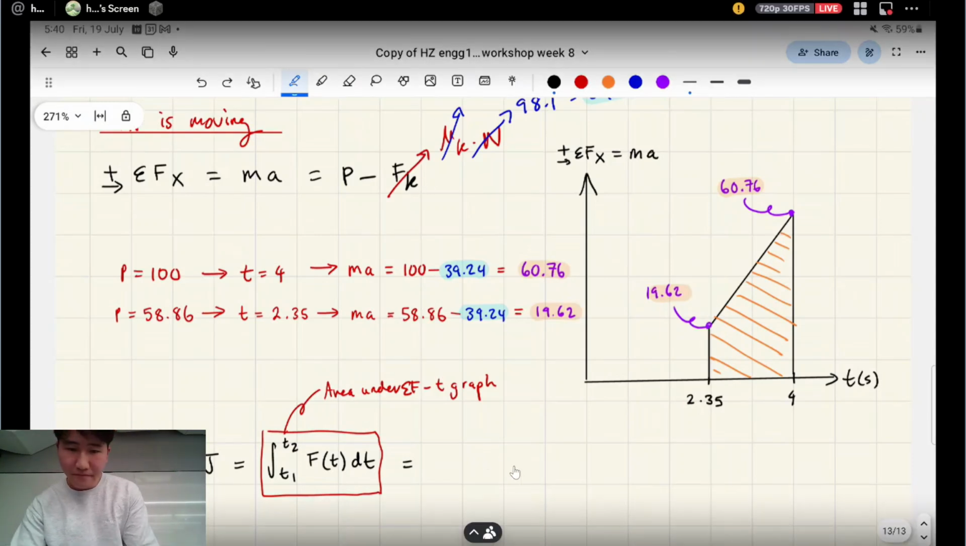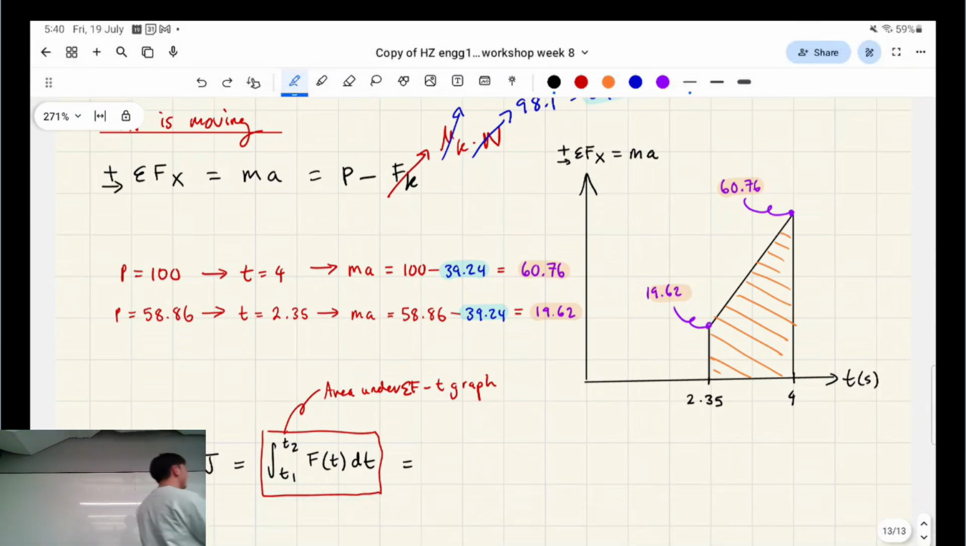Okay, well, I've dropped out on Discord, but I'll just show you it. Basically, J is half the height of this, so 60.76 plus 19.62, and then we multiply it by that distance between those two, and then that whole thing.